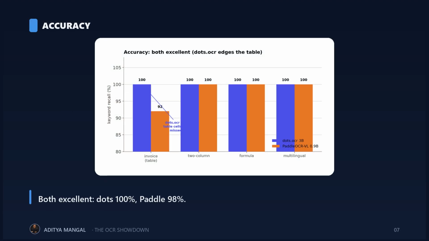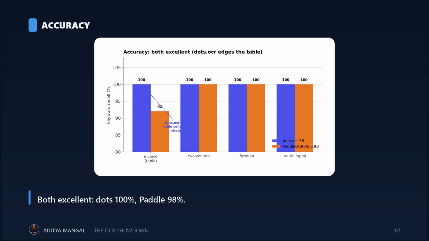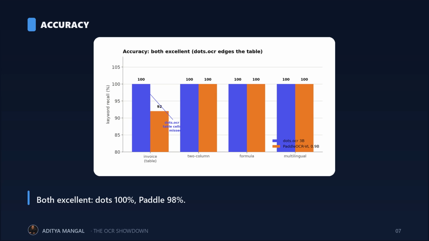On raw accuracy, both models are strong. On my 4 test documents, they read the text essentially correctly. The invoice, the 2-column article, the formula page, the multilingual page. Dots.ocr, being the larger 3 billion model, has a slight edge on the hardest structured cases, and crucially, it returns the invoice table as clean structured HTML rather than flat text. PaddleOCR-VL at 900 million parameters is impressively capable for its size, but its output is flatter, line by line.